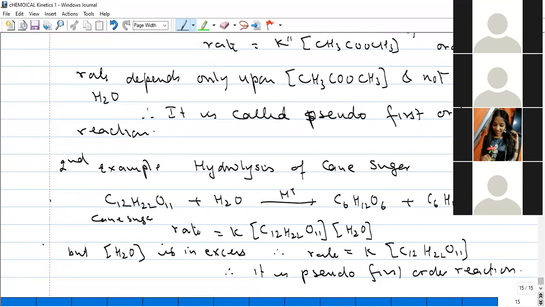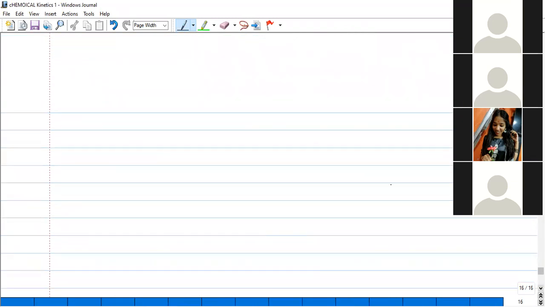Now we'll be doing the molecularity of the reaction. What is the molecularity of the reaction?